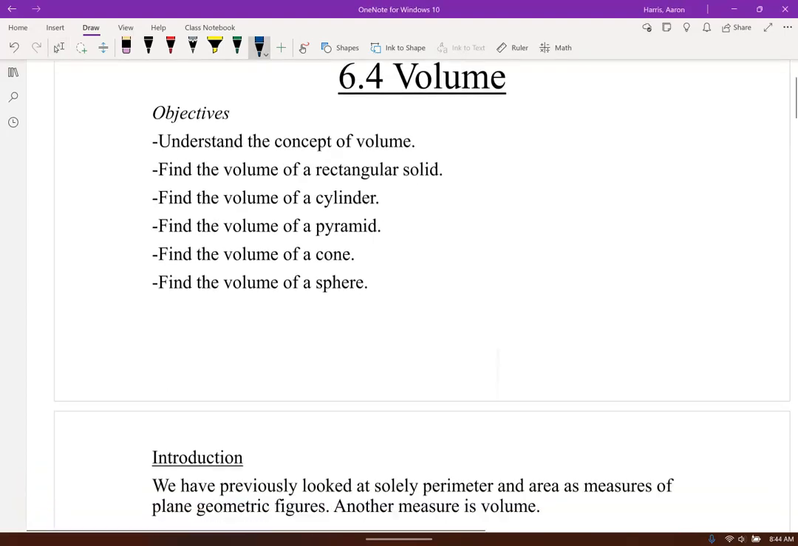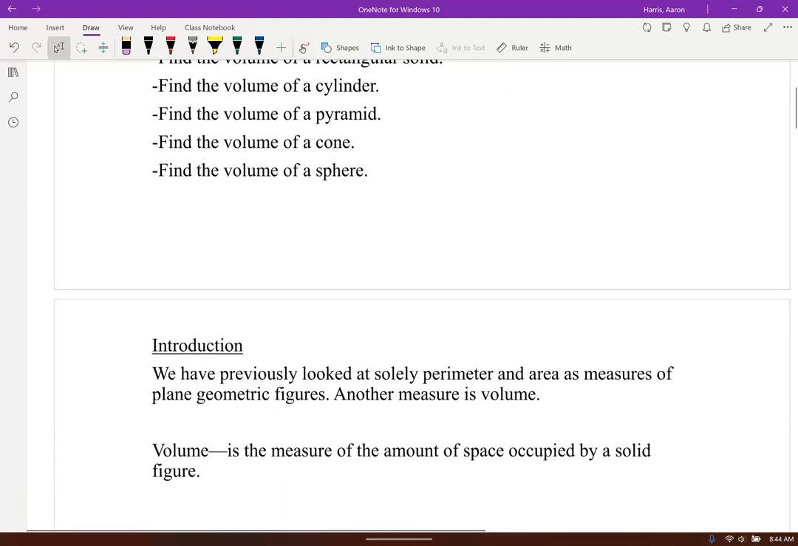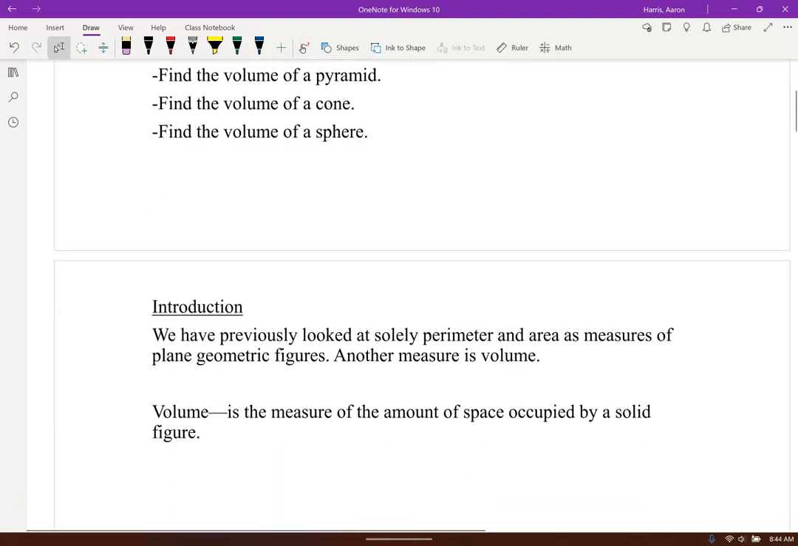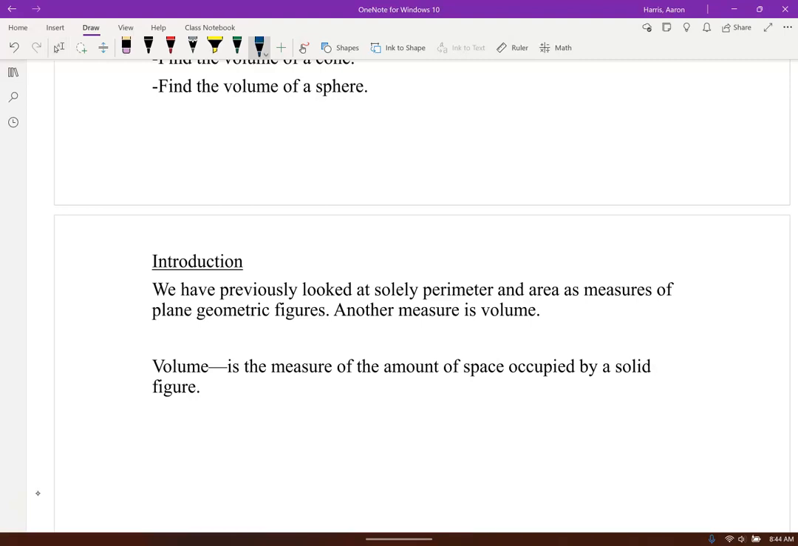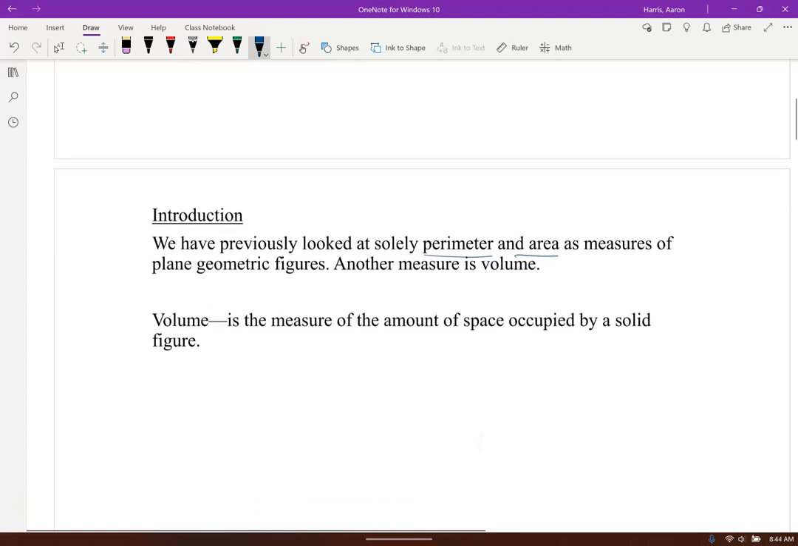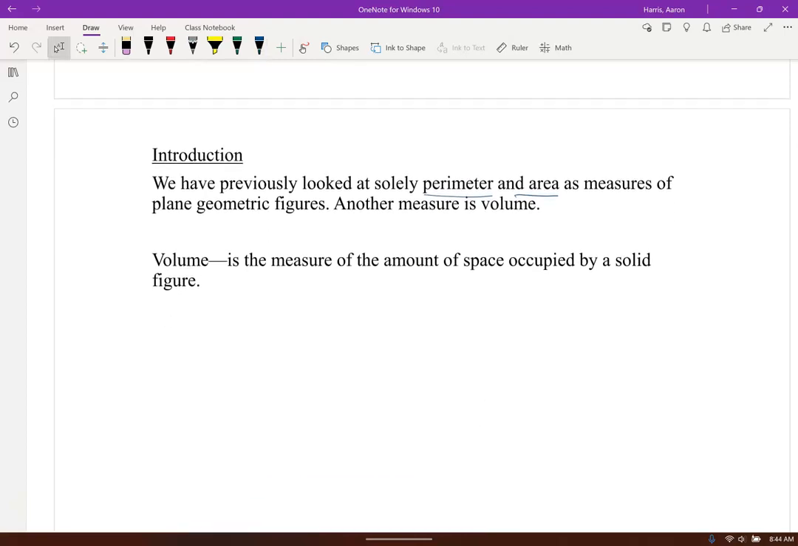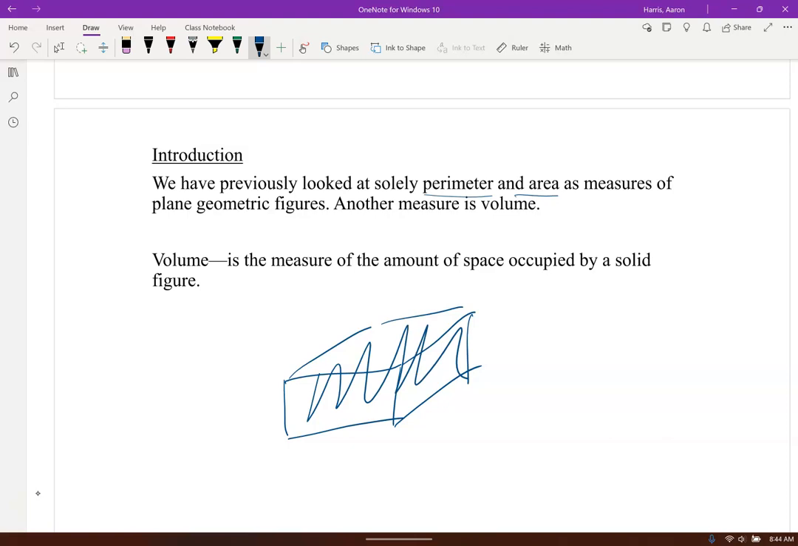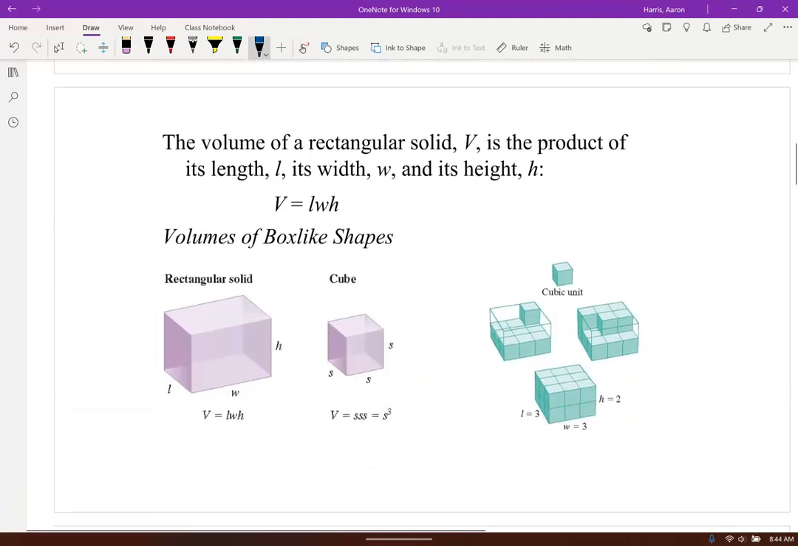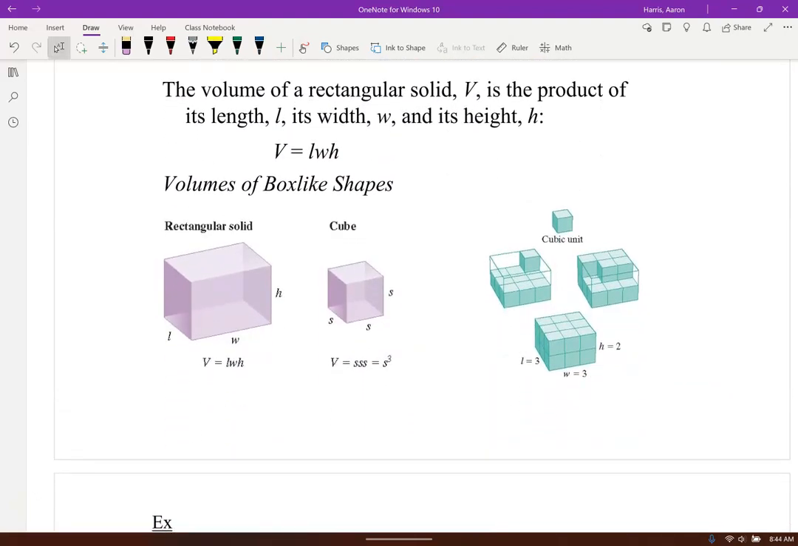We're going to start out with a little introduction. We've previously looked at perimeter and area as measures. Another measure is volume, or the amount of space occupied by a figure. For example, how many cubic feet of water does a pool hold? That would be an example of volume. So let's look at these here.